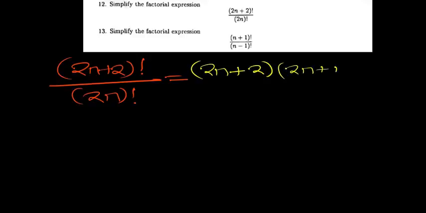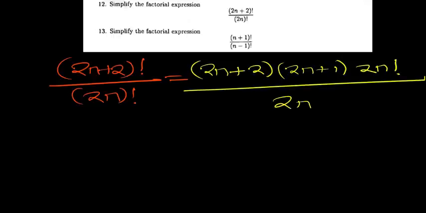we have (2n plus 2) factorial divided by (2n) factorial. So the same concept to apply. Try to reduce the one that is on top until it reaches just 2n factorial. So 2n plus 2. If you reduce by 1, it becomes 2n plus 1. If you reduce by 1 again, the 1 disappears, it just becomes 2n factorial. Divided by the bottom, we have 2n factorial.